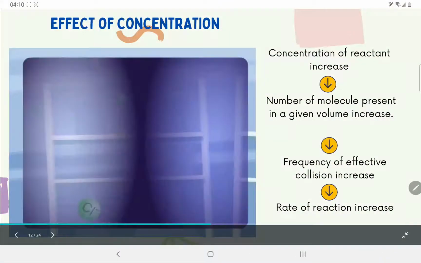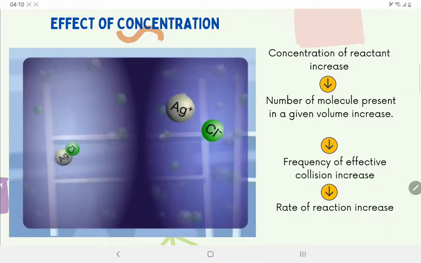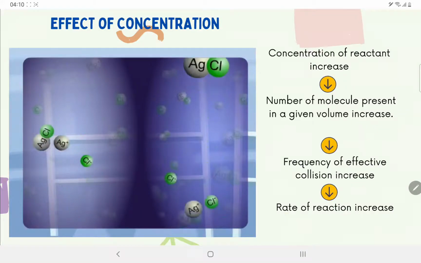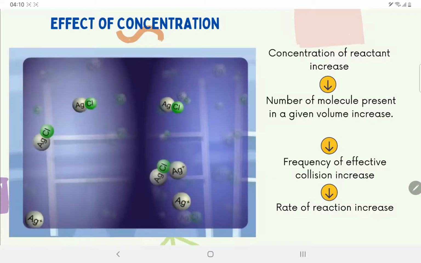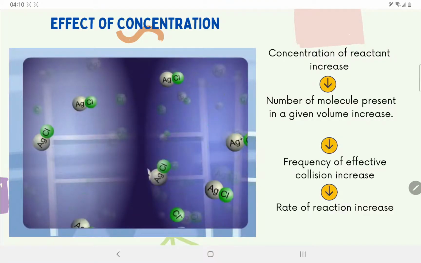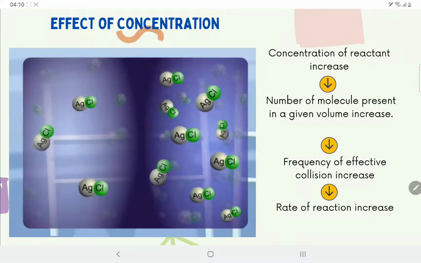Must remember that for a chemical reaction to occur, the particles must collide. An increase in the number of particles per unit volume increases the chance of their colliding. Thus, a higher concentration of reactants leads to more effective collisions per unit time and causes the increase of the reaction rate.